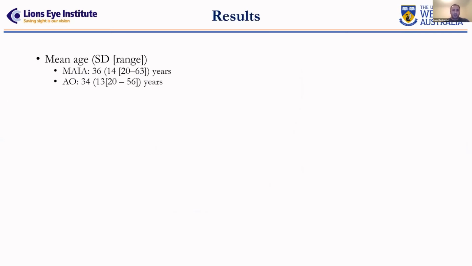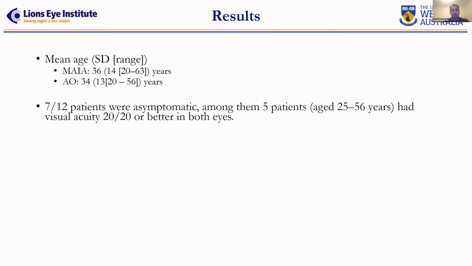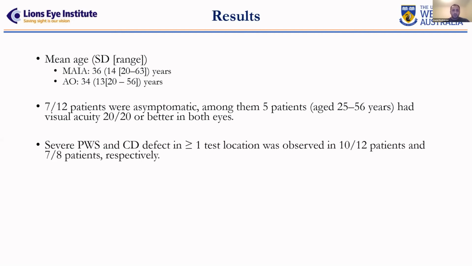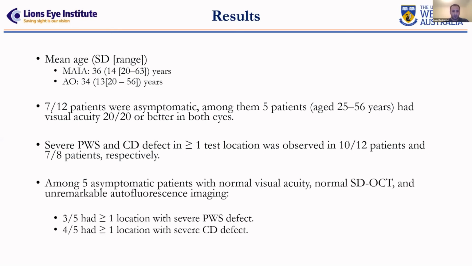So the mean age of patients in the Maia cohort was 36 years old, and in the AO cohort was 34 years old. And 7 out of these 12 patients were asymptomatic, and 5 of them had normal visual acuity and normal multimodal retinal imaging. A severe pointwise sensitivity and cone density defect was observed at least at 1 location in 10 out of 12 patients in Maia and 7 out of 8 patients in adaptive optics imaging.